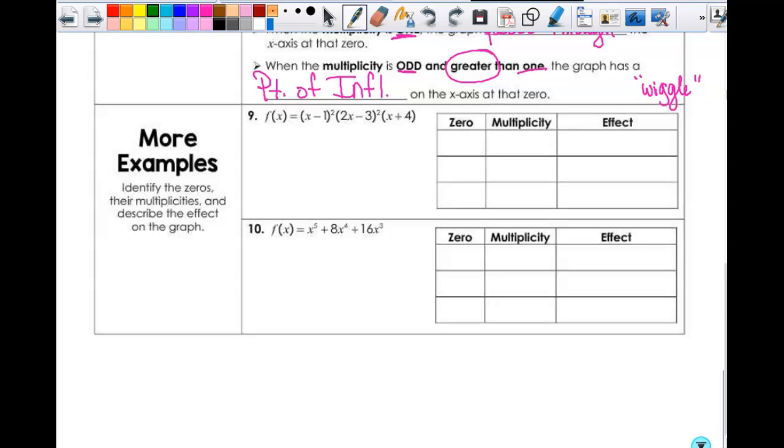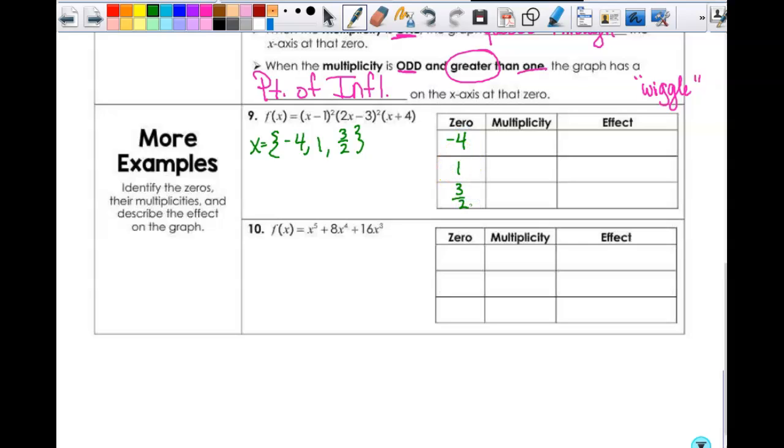All right. So let's look at this down here. So number 9 is already factored for you. All we have to do is come up with our zeros. So the smallest one here is what? -4. Then 1, and then 3/2, right? So my zeros are -4, 1, and 3/2.